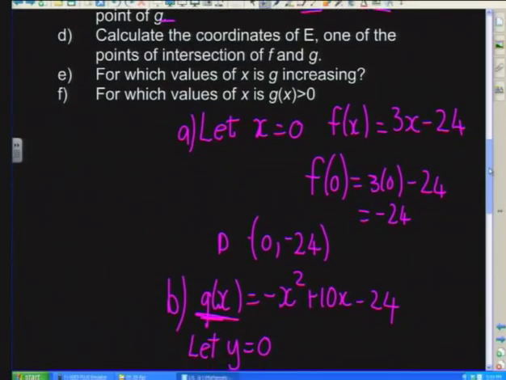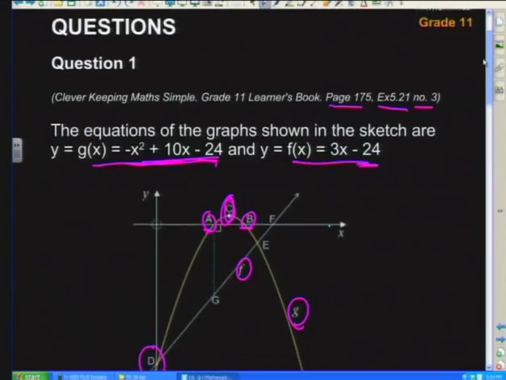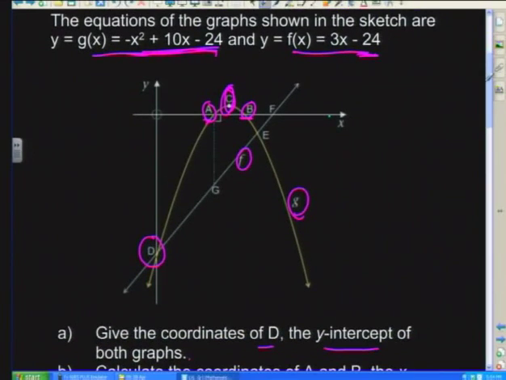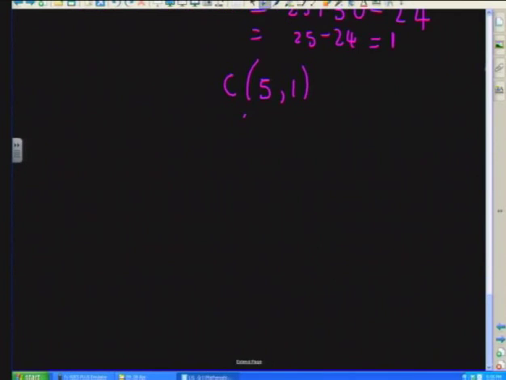Next, we need to calculate the coordinates of E, which is one of the points of intersection of f and g. Intersection, remember, means where the two graphs meet. So if we look at E, this is the point where the two graphs intersect. Another point of intersection would be D. They also intersect at the y-intercept. So how do we find E? Simple. If you're looking for points of intersection, you need to solve these two equations simultaneously. So we're going to use simultaneous equations to find the point of intersection.